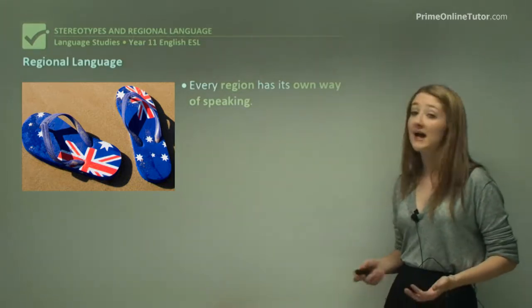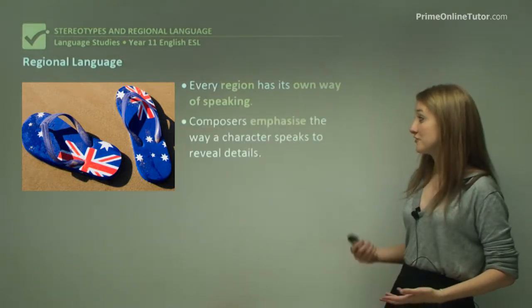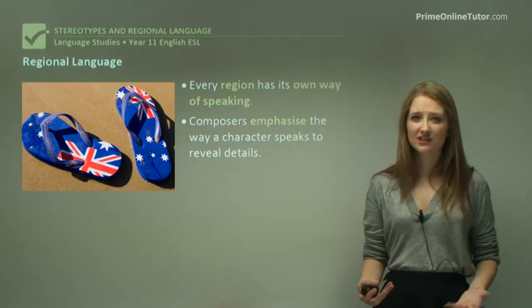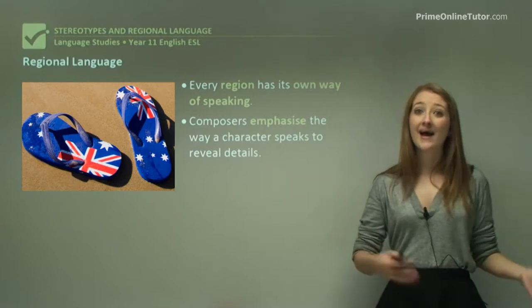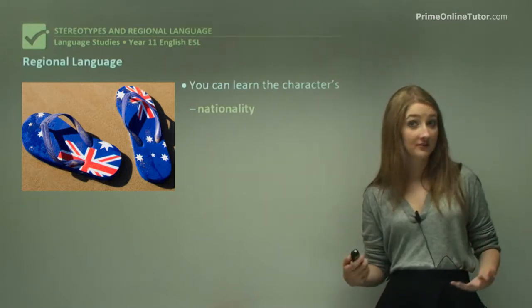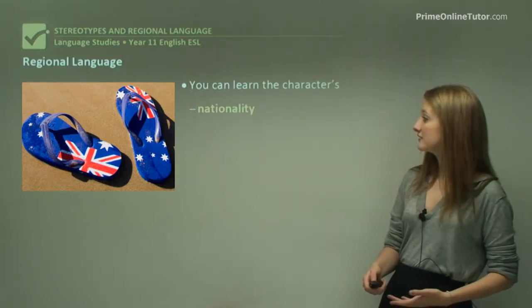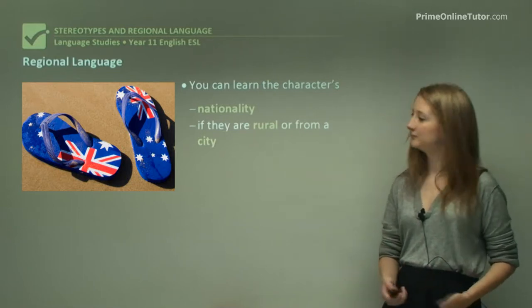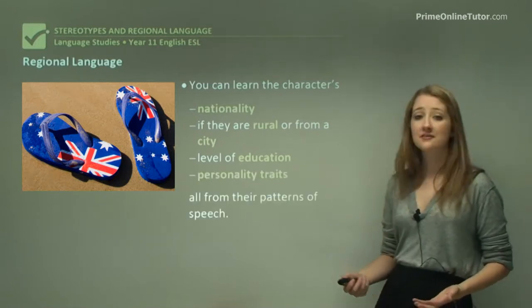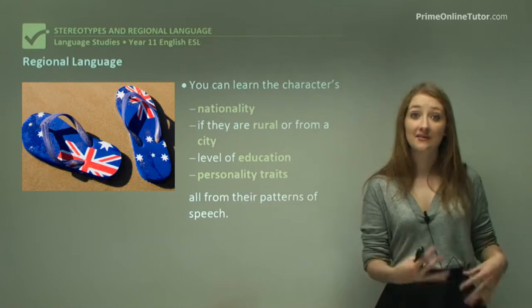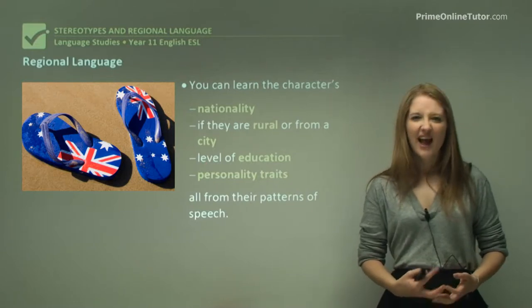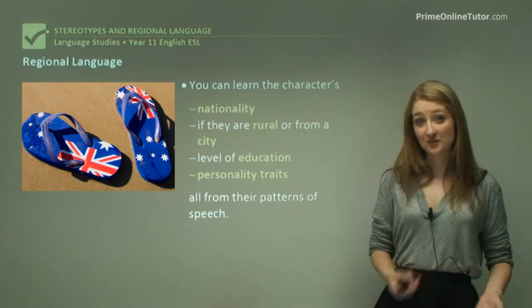So every region has its own way of speaking. Composers emphasise the way that a character speaks to reveal details. So things like accents and language are really a good way of expressing where a character specifically comes from. So from this sort of use of language, you can learn the nationality of a character, if they're rural or from a city, their level of education in society, their personality traits, and all of these you can see from patterns of speech. So it's really important that you're able to read those ideas of speech and be able to pick out some specific techniques to apply to your studies.